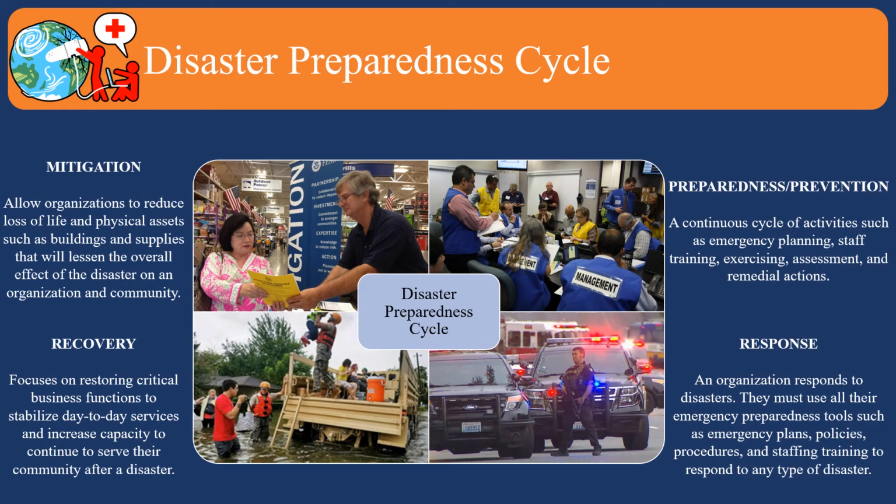The disaster preparedness cycle is made up of 5 different categories. The first is mitigation. It allows organizations to reduce loss of life and physical assets such as buildings and supplies that will lessen the overall effect of the disaster on any organization and community. The next section is preparedness/prevention. This section is a continuous cycle of activities such as emergency planning, staff training, exercising, assessment, and remedial actions.